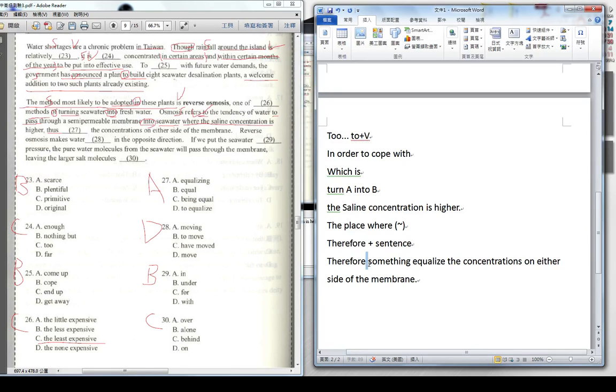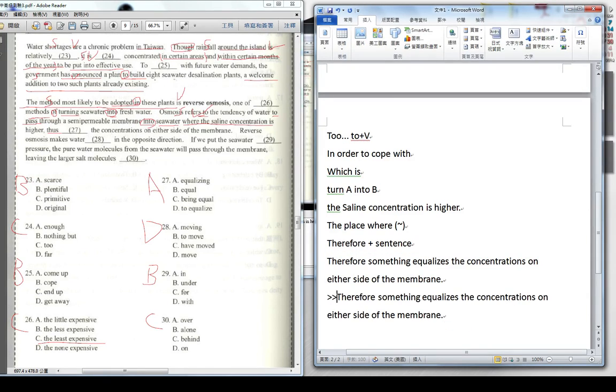Okay, and this something refers to the whole sentence above. So we just don't want to write this, and the something is equal to the tendency of water to pass through a semi-permeable membrane into seawater where the saline concentration is higher. So it's very long. So here we equalize this. Okay, so therefore something equalizes the concentration, and we want to 使用分词构句的方式。So we delete "something" and delete "equalize" and change it into "equalizing". So use VING to replace this.